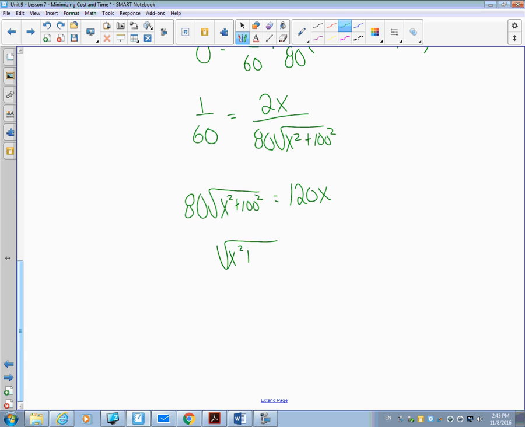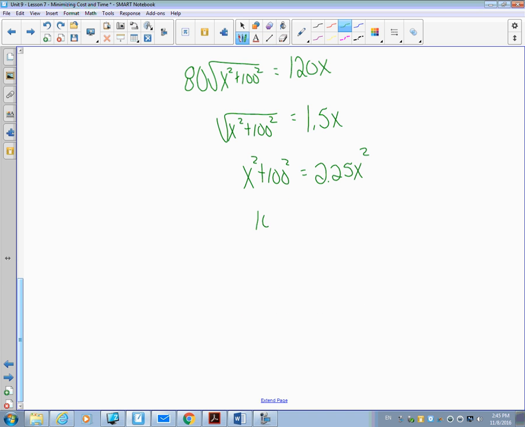I want to divide both sides by 80 to make my life easier. So I'll have the square root of x squared plus 100 squared equals 120x divided by 80, which gives us 1.5x. That's much nicer to deal with. To get rid of our root sign, we've got to square both sides. If I square the left side, the root sign's gone, and 1.5 squared gives me 2.25x squared.